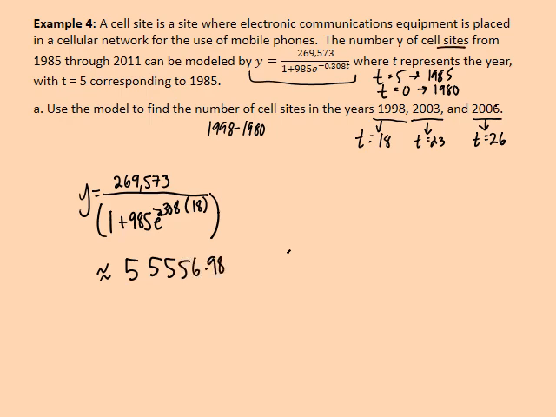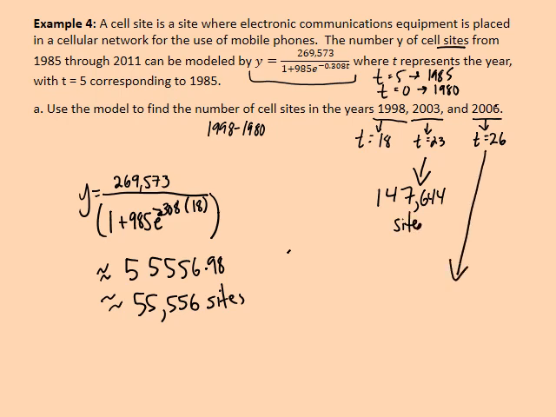55,556.98. Now we're talking about cell sites, so you can't have an approximate cell site. So it's going to be 55,556 sites. Now, when you do the same thing for 23, when you plug in 23, you get 147,644 sites. And when you plug in 26, you get 203,023 sites.